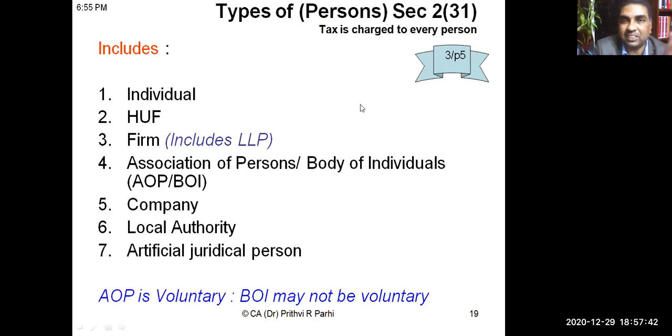Tax is charged to every person. Person is important. First of all, one has to fall under the definition of the person. Then only can tax be levied on him.